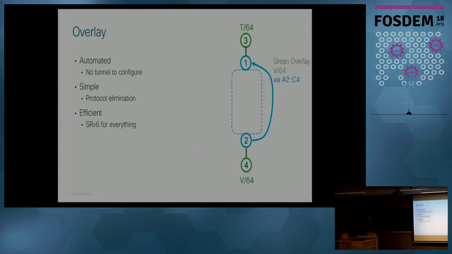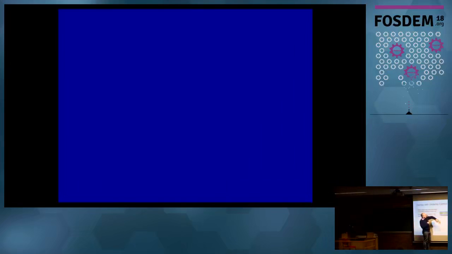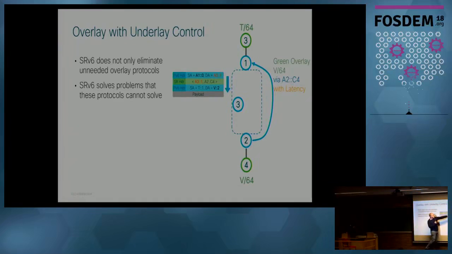But what I said at the beginning is that we can not only do overlays, but also overlays with underlay control. Because what we want to do is eliminate all the protocols from the network which are not necessary, like SRv6. Let's say that in this case, node 2 is advertising the green tenant v/64 via A2:C4, but with a given latency contract, an SLA contract. Then node 1 is going to encapsulate the packet and add 2 segments. The first segment is to do traffic engineering in the network, in order to achieve that low latency objective, and then I have my cross-connect segment to reach my customer v/64.